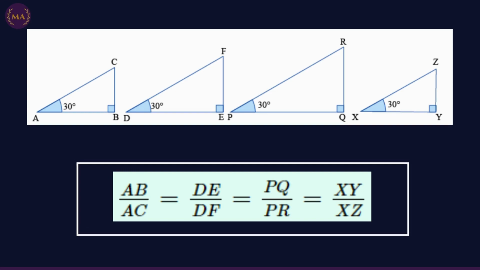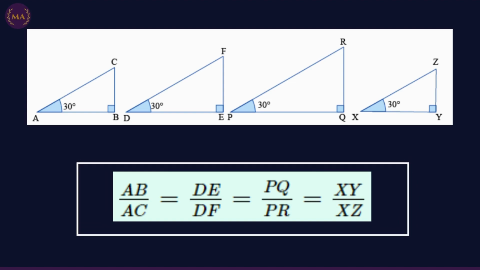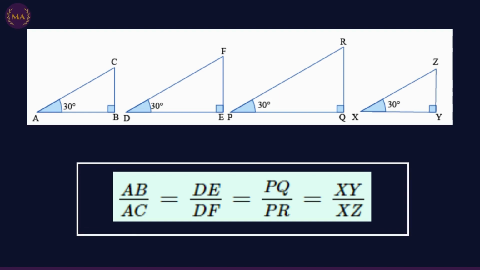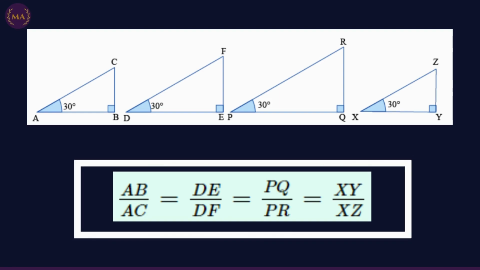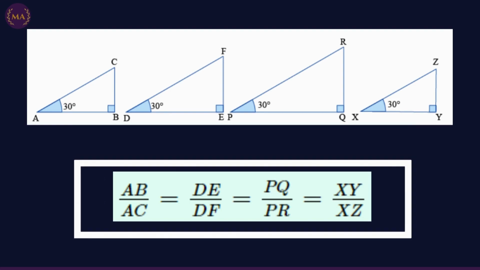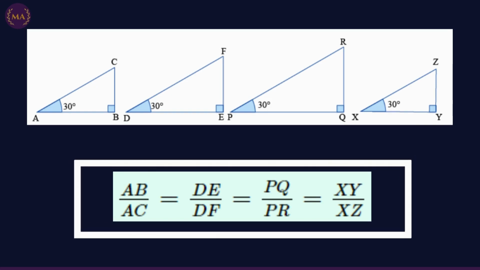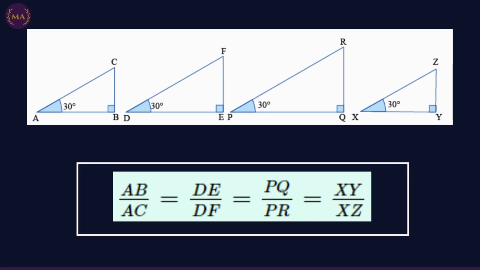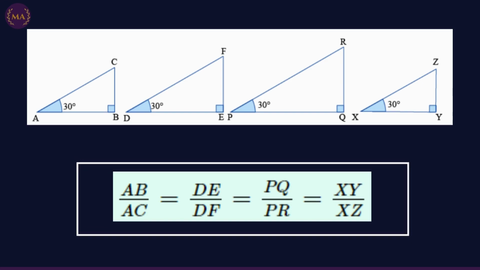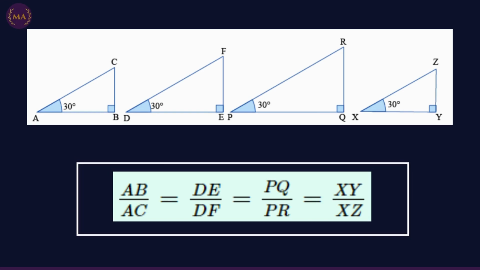If we're taking the base AB and the hypotenuse AC, that is going to be equal to the base of the other triangle, that is DE upon DF. Next, PQ, that is the base of triangle PQR, upon the hypotenuse PR. Then XY upon XZ, as XZ is the hypotenuse. So this ratio which we have taken is on the base upon hypotenuse of all the similar triangles. Why are we looking at this? We'll get to know why we are taking the ratios of the corresponding sides of similar triangles.